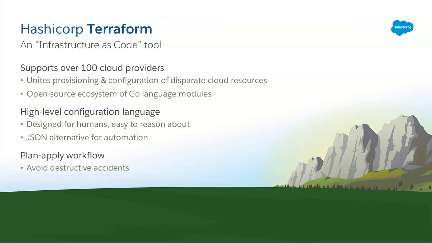Part of why it is becoming more and more popular is because they have an open source ecosystem of providers, essentially these plugins that let you build in Go an adapter that lets you then use Terraform to declare configuration for a service. So Heroku is just one of these. AWS is one of these. There's all different kinds of services.